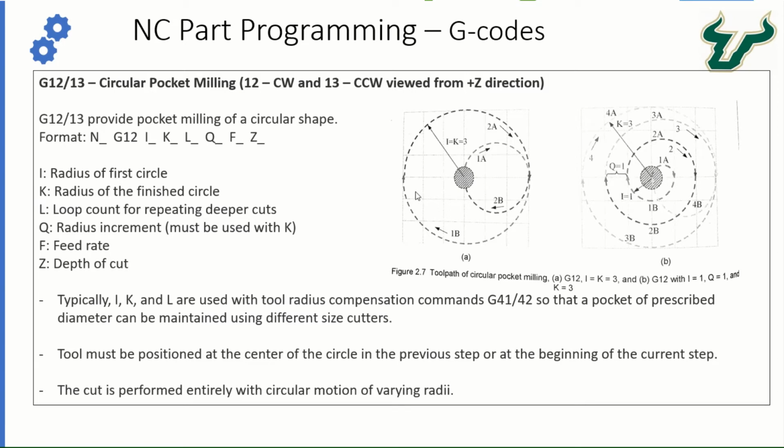All right, so the next one is G12, 13, the circular pocket milling. 12 is for clockwise and 13 for counterclockwise, again when viewed from the +Z direction. So this command provides pocket milling of a circular shape, and the format is N, then G12 or G13, then I, K, L, Q, F, C, where I is the radius of the first circle from the location that it starts, and K is the radius of the finished circle. The L stands for the loop count for repeating deeper cuts. Q is for the radius increment, and it has to be used with K. F is the feed rate, and then Z is the depth of cut.